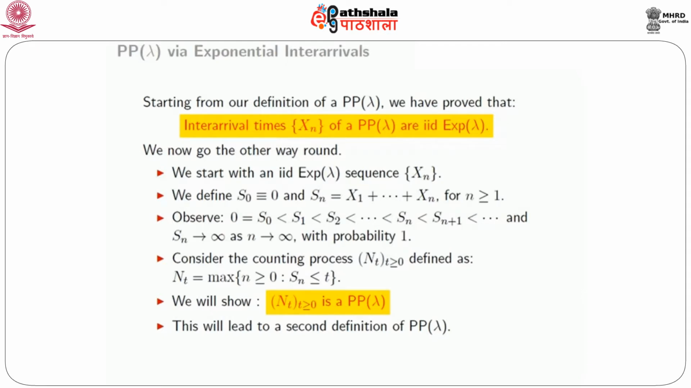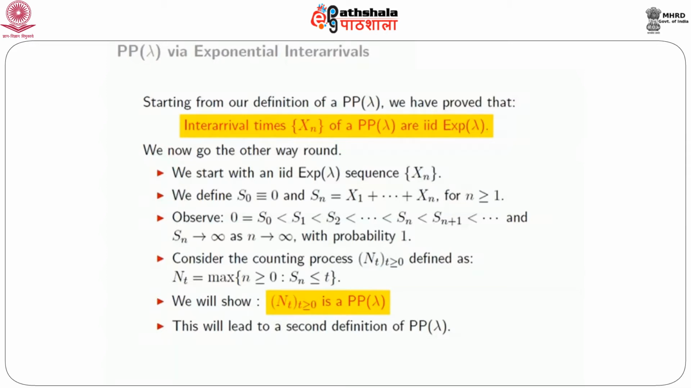But what we want to do now is go the other way around. That is, we now start with an IID exponential lambda sequence, Xn. With this exponential lambda sequence, we define the Sn sequence. Of course, S0 is identically 0 as always, and the Sn sequence is the partial sum sequence of the X sequence. Now observe, from the definition it is clear that because the Xn's are strictly positive random variables, you have S1 strictly bigger than S0, which is 0, S2 strictly bigger than S1, etc.